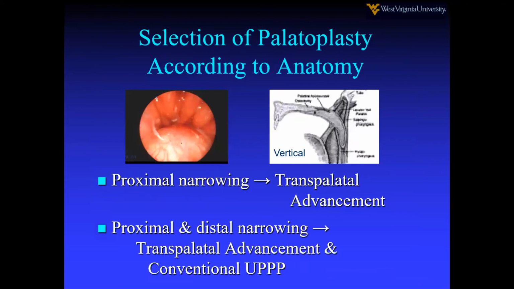And sometimes I've not been so bold as to do conventional UPPP. I have done a variant, a uvulopalatal flap, where it can actually tuck up the uvula anteriorly and pull it away from the posterior wall. You can easily undo that within about 2 weeks by just cutting the stitches. And the transpalatal advancement is technically a reversible procedure.